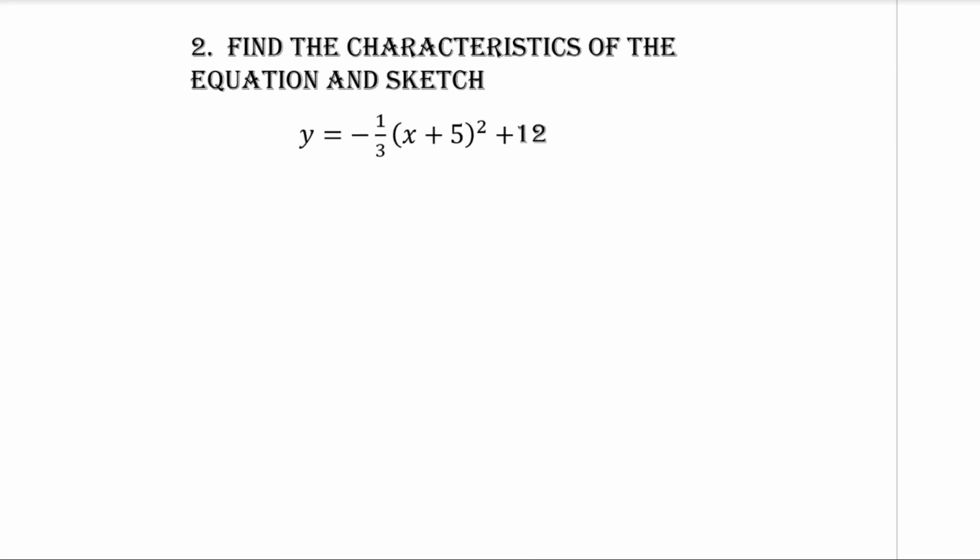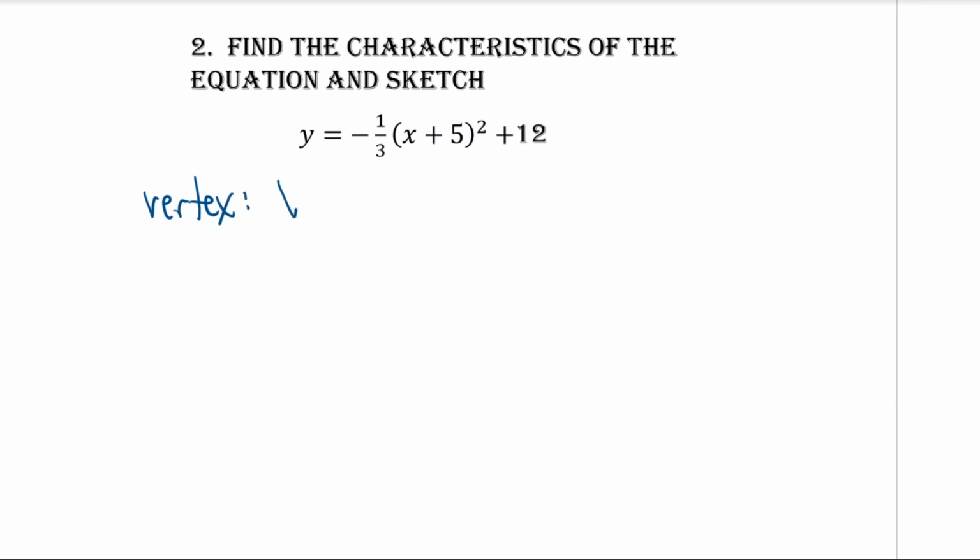Let's do another example. We're going to try and find the characteristics of the equation and sketch it. So we've got y equals -1/3 (x plus 5) squared plus 12. As before, our first step would be to find the vertex because this is in vertex form. We can quickly see the 5 and the 12 give us the vertex.